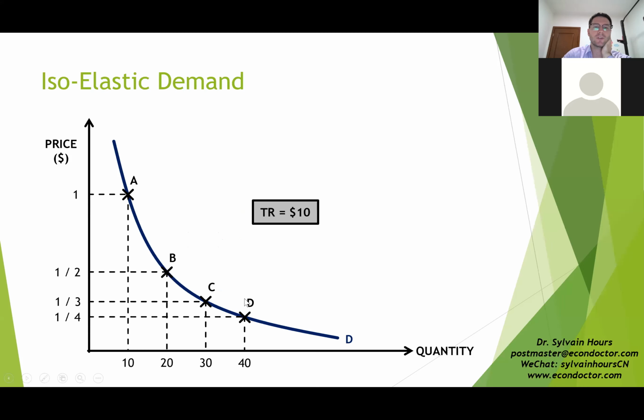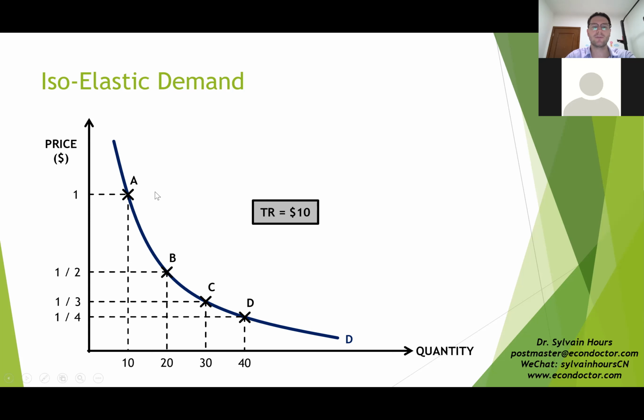All right, so that's how you can graph it. You see A, B, C, D, I have this demand curve. It is not a straight line. And at point A, at point B, at point C, at point D, the total revenue, sorry, is always equal to $10. Again, do not calculate elasticities, please.